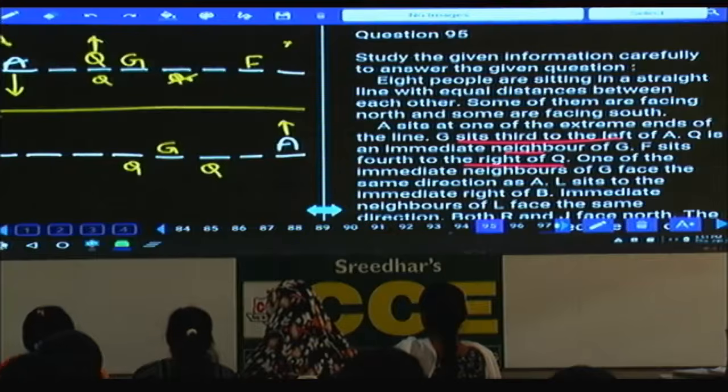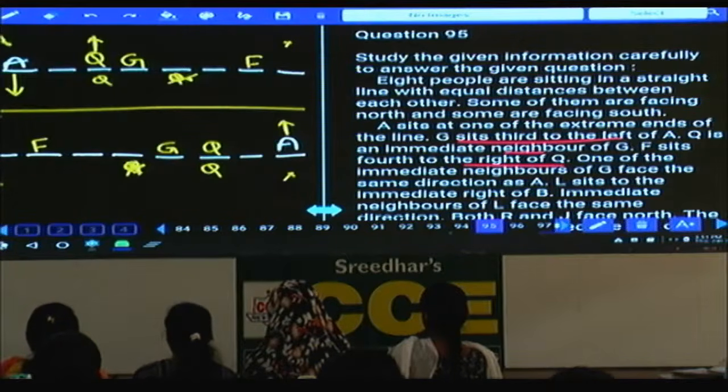Then coming back to this one. If you take Q at this place, then the 4th place is not possible because this is the 3rd place. Here there is a 4th place, but A was already there. Hence, Q cannot be here. Q must be here. If Q is here, 1, 2, 3, 4, F must be here. F is 4 to the right of Q, which means Q must be facing which direction? South. Now here Q is facing towards south.